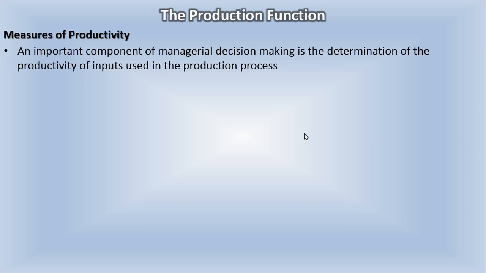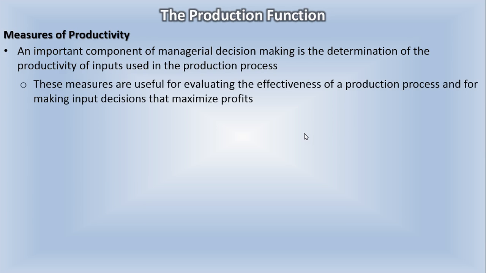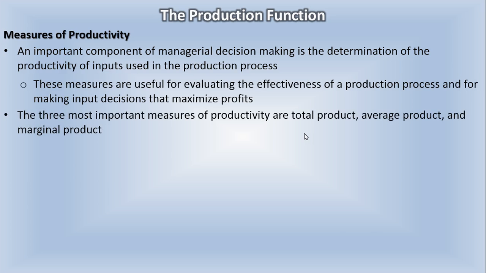All right, so the starting point to get to that overall understanding is to establish some measures of productivity. An important component of managerial decision making is the determination of the productivity of inputs used in the production process. How productive is your capital? How productive is your labor? These measures are useful for evaluating the effectiveness of a production process and for making input decisions that maximize profits.